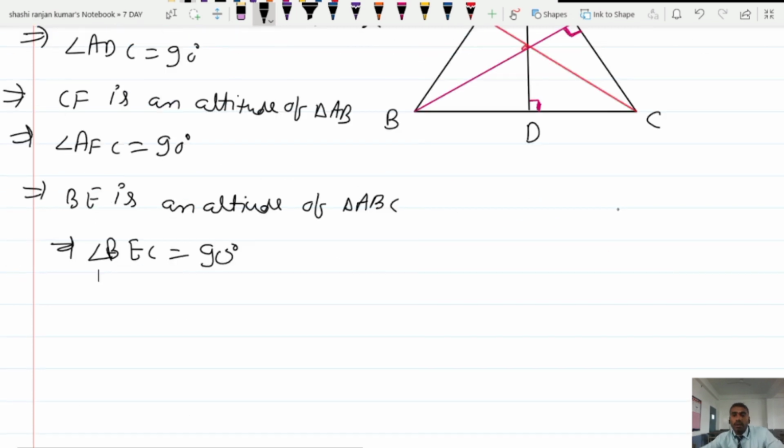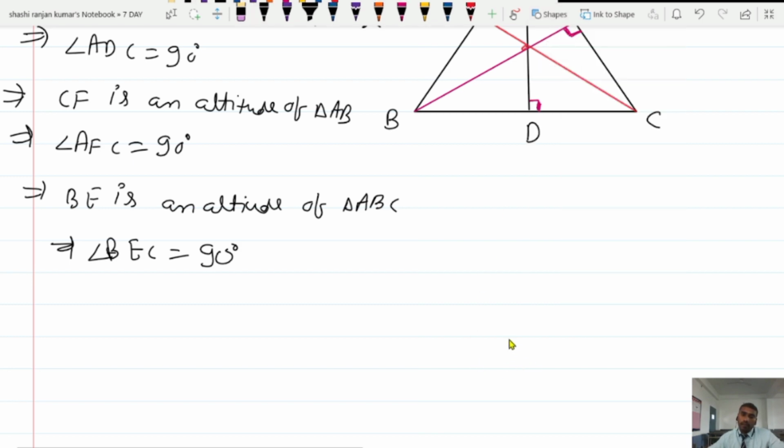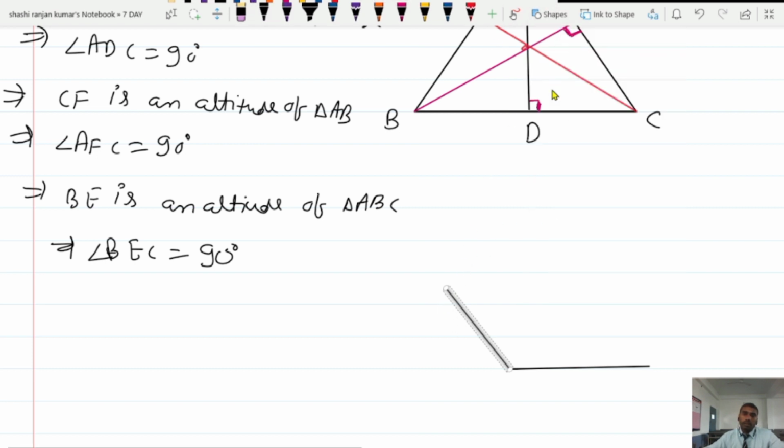If we have an obtuse angle triangle, then the altitude, which is at 90 degrees, may be outside the triangle. Let us suppose we have an obtuse angle triangle like this. Let us make it, and one more side we need to make, from B to here, C, and join this. So this is the triangle ABC, and this is the obtuse angle triangle.